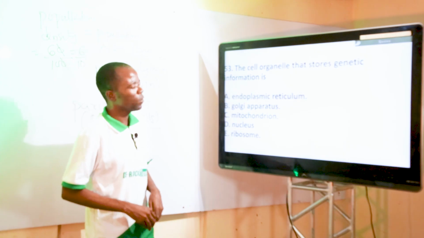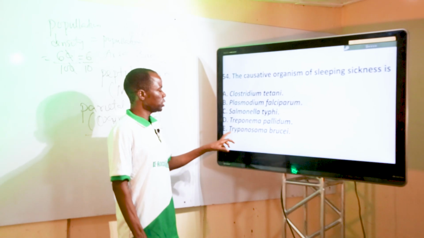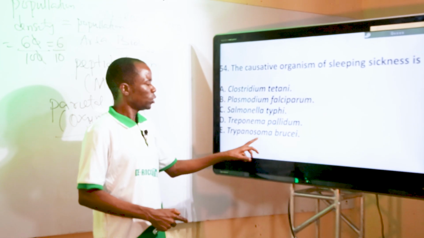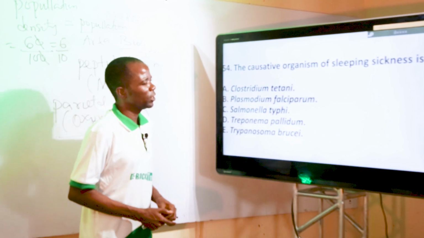Let's go to number 54. The causative organism of sleeping sickness is dash. As a matter of fact, another name for sleeping sickness is trypanosomiasis. From that, we can see that the correct answer for this is option E, Trypanosoma brucei. So the causative organism of sleeping sickness is that particular protozoan called Trypanosoma brucei.